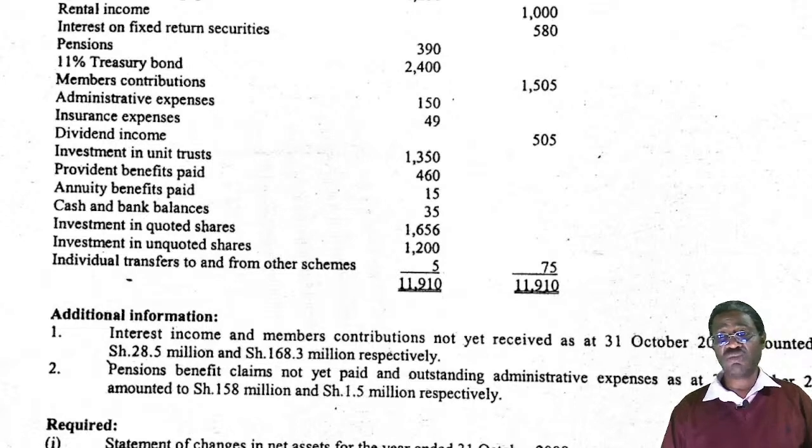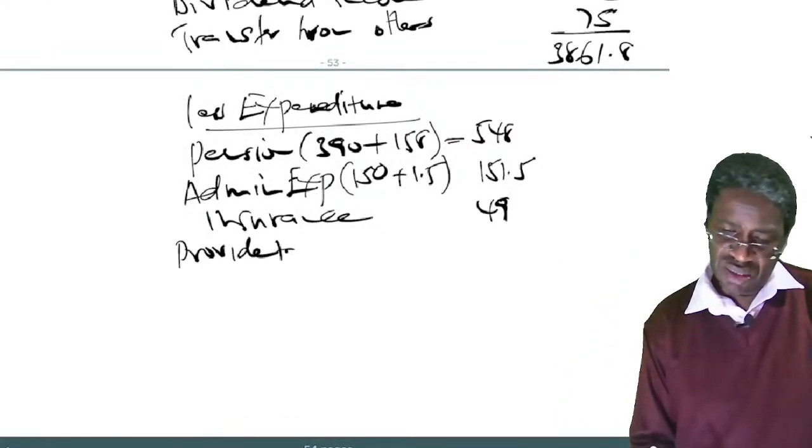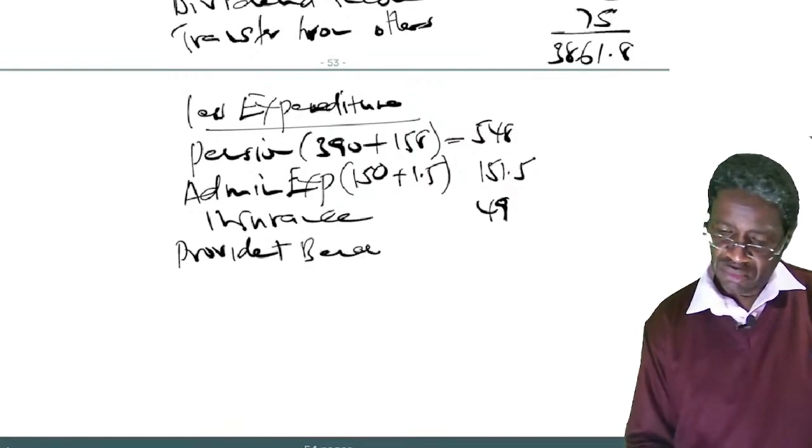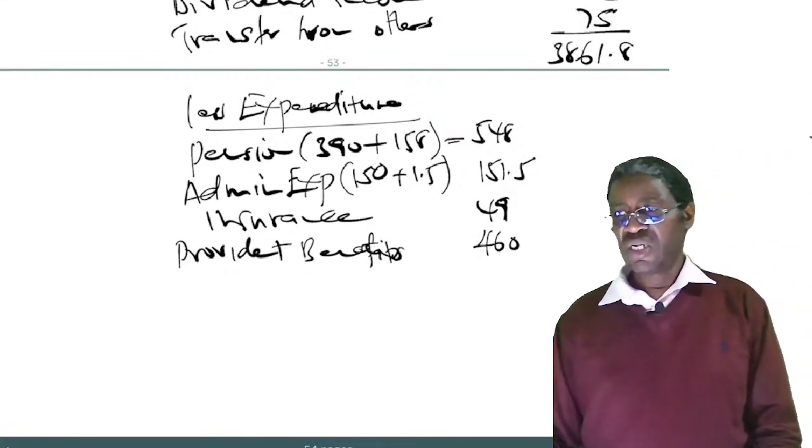I'm still on the debit column. The other one is 1350, investment in unit trust, that's an asset. Next one is provident benefits paid for 60, that's an expenditure. Benefits paid, they are calling it provident benefits paid for 60, put it. Provident benefits for 16. That one did not have any adjustment. Next one.